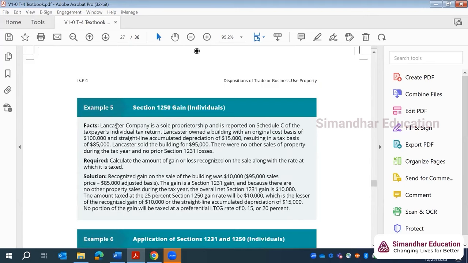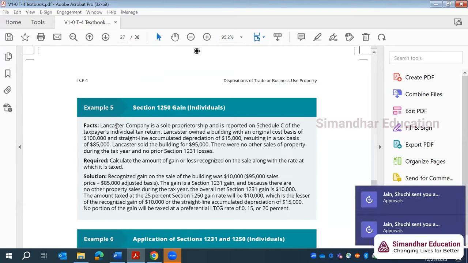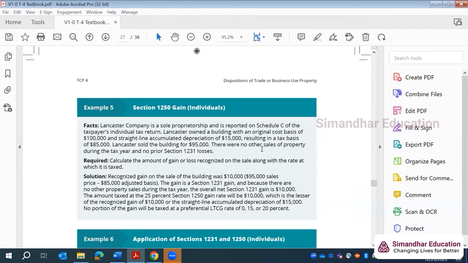So let's look at example number 5. Lancaster Company is a sole proprietorship and is reported on Schedule C of the taxpayer's individual tax return. Lancaster owned a building with an original cost of $100,000 and straight line depreciation of $15,000, resulting in a tax basis of $85,000. Lancaster sold the building for $95,000. There was no other sale of property during the tax year and no other Section 1231 losses.